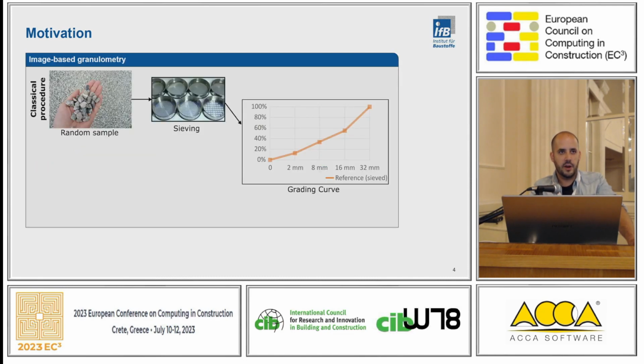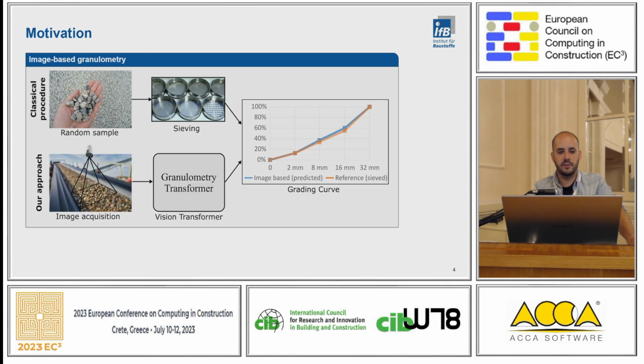So the current practice to account for the grading curve is to take a random sample, usually a few kilograms of concrete aggregate, and determine the grading curve by manual sieving and assume this curve as representative for a whole range, like a few tons of material. However, if the material underlies fluctuations, this assumption does not hold true.